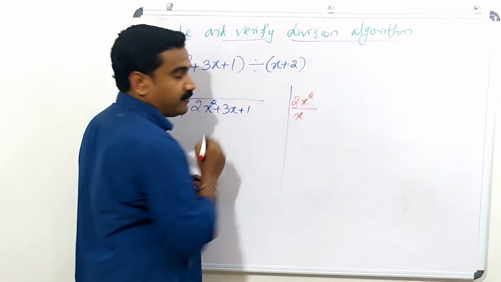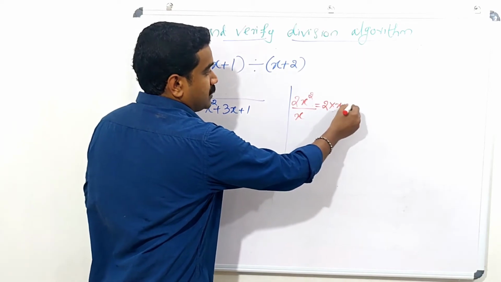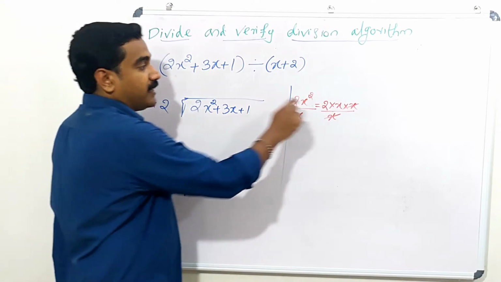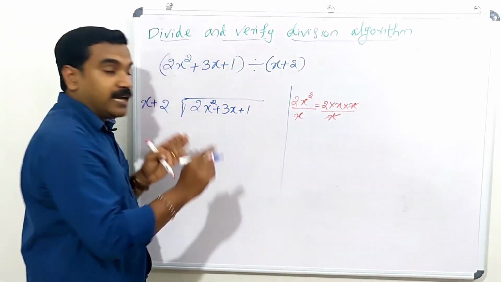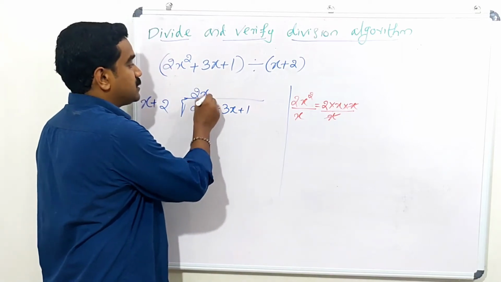What is 2x square divided by x? 2x square means 2 into x into x. We are dividing it by x. One x and one x cancel. What is remaining? 2x is remaining. So that is the first term of the quotient. The first term of the quotient is 2x.